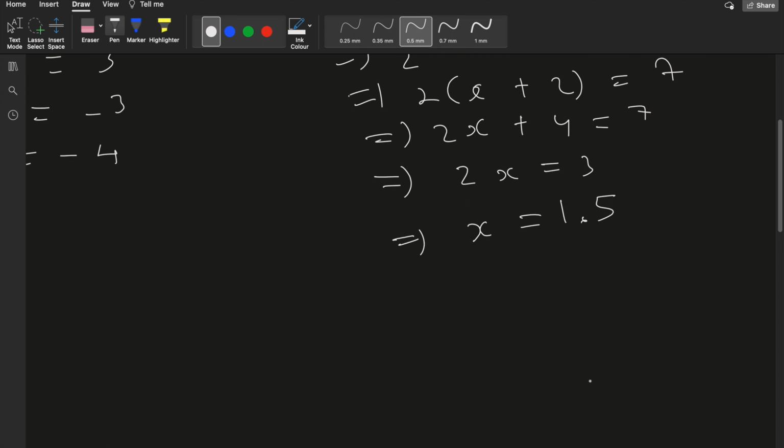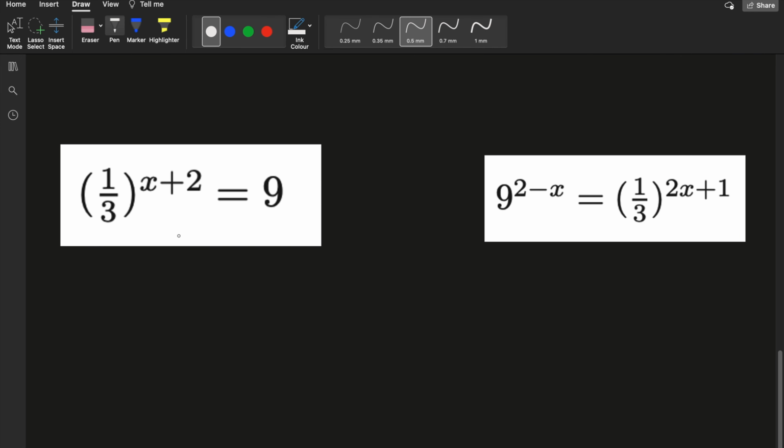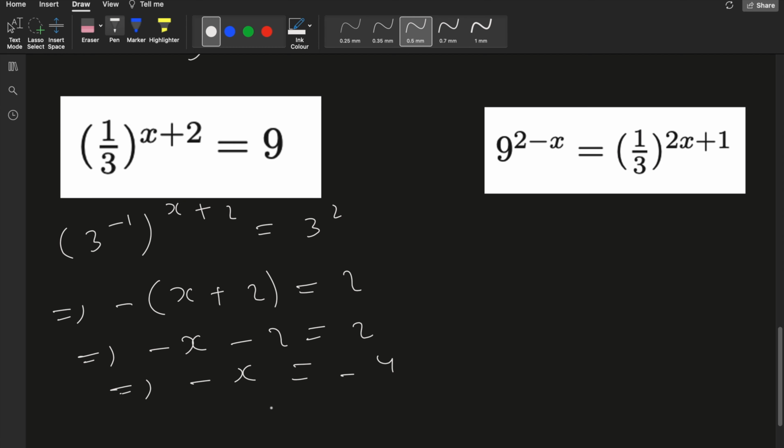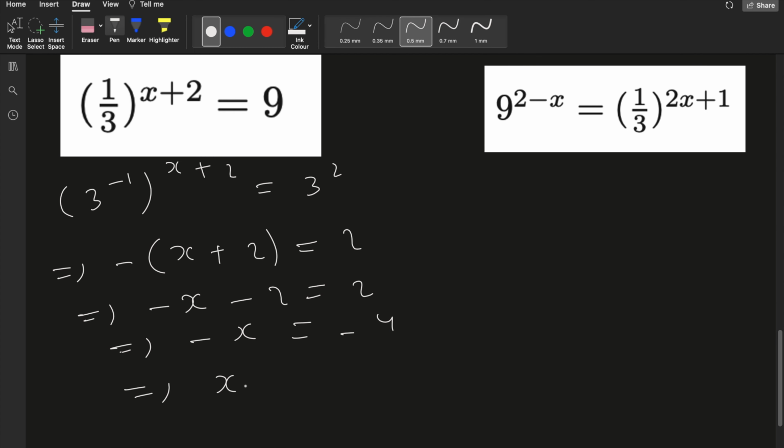And now let's move on to the next one. Okay, this one, we can write 1 by 3 as 3 to the power of negative 1. So we can write this as x plus 2, and 9 as 3 squared, implies negative 1 into x plus 2 equals 2, implies negative x minus 2 equals 2, implies negative x equals negative 4, implies x equals 4. So this is our solution.